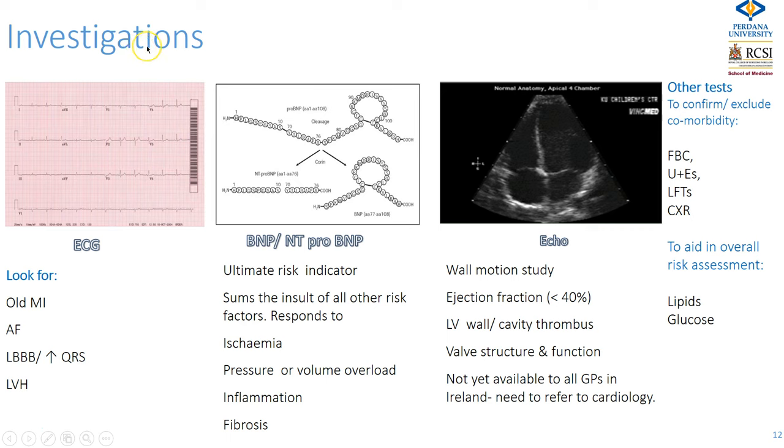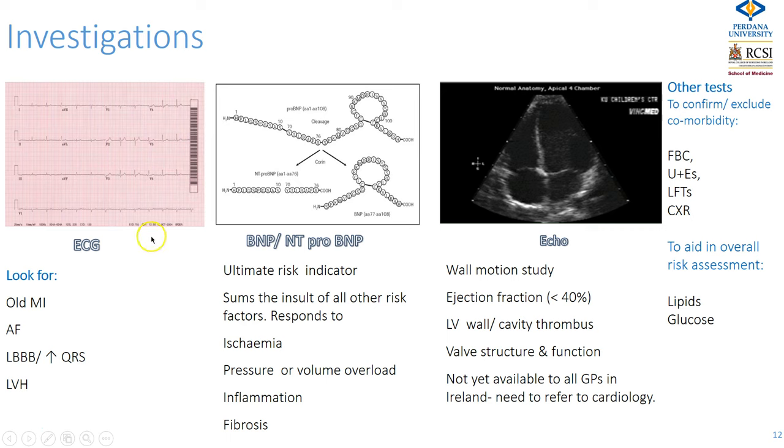These are the investigations to confirm or exclude heart failure. The most simple and available one is the resting 12-lead ECG. So what you're looking for here is evidence of previous infarction, Q waves. You're looking for atrial fibrillation. You're looking for left bundle branch block. You're looking for left ventricular hypertrophy. These are all abnormal and tell you that this man has underlying ischemic heart disease or hypertension.